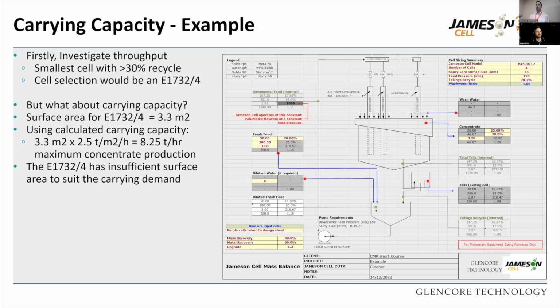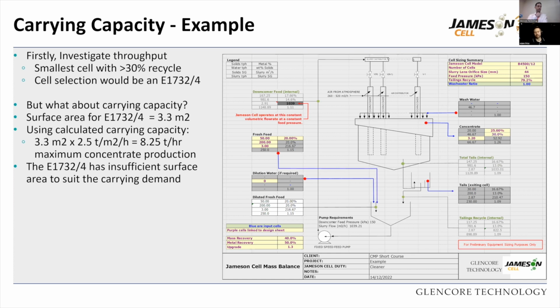that cell has a specific surface area of 3.3 meters squared. So then if we do a simple calc based on that maximum theoretical carrying capacity of 2.5 tonnes per metre squared per hour, it's just simply timesing that surface area by that carrying capacity to determine what our maximum theoretical concentrate tonnage production could be. And so in this scenario, using this cell, we can only produce 8.25 tonnes per hour of concentrate.